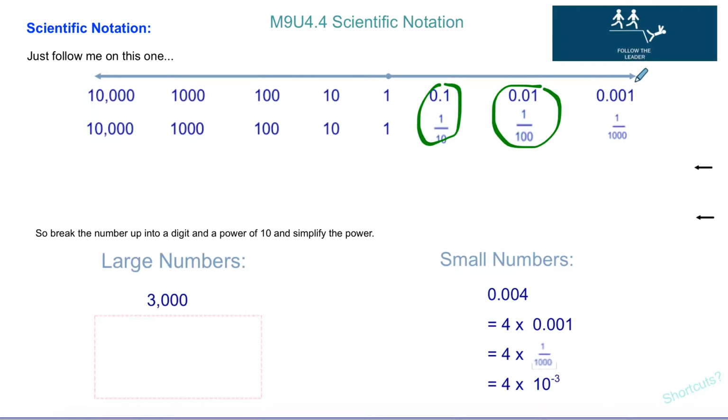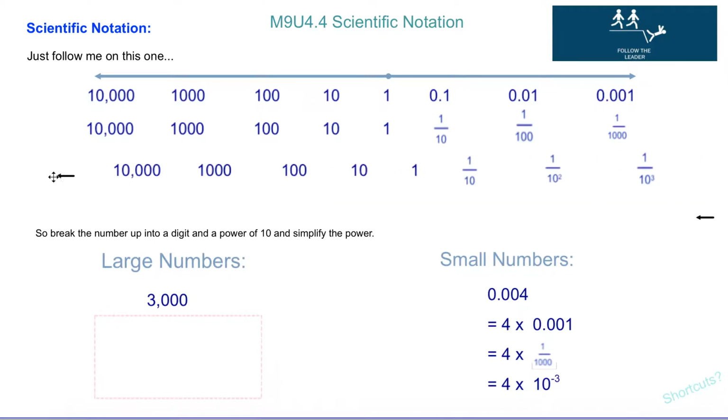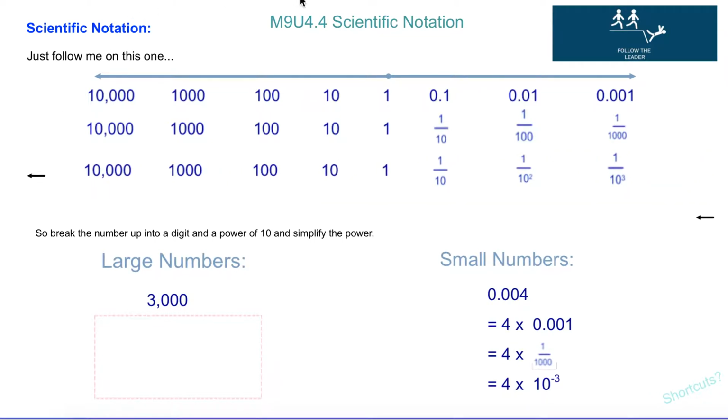1/100th looks like that. 1/1,000th looks like that. You could also think about it like this. On this side, we've got the regular numbers: 10, 100, 1,000, 10,000. But 1/10, you could think about as 1 over 10 to the first power, and 1/100 as 1 over 10 squared. So this one is really like 1 over this one, and this one is really like 1 over that one, etc.